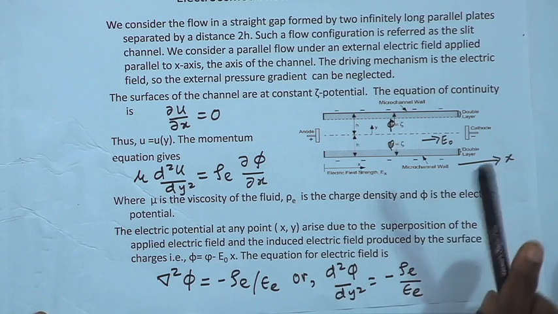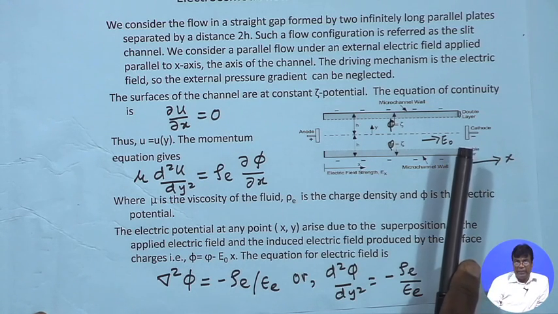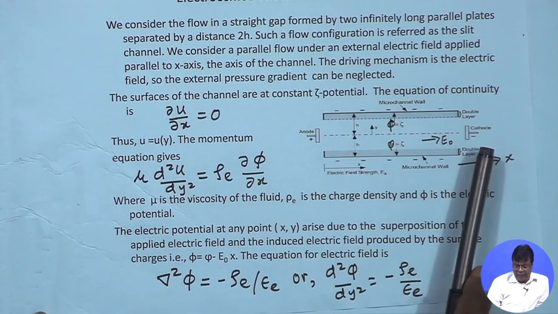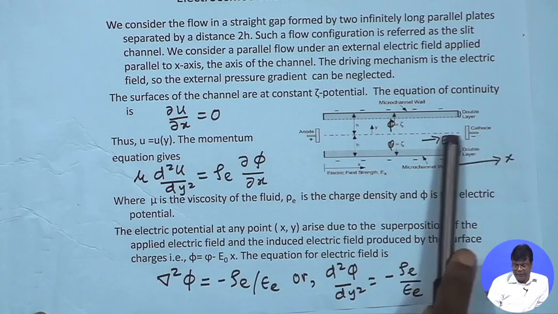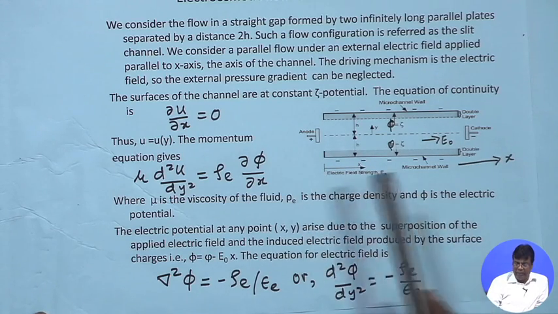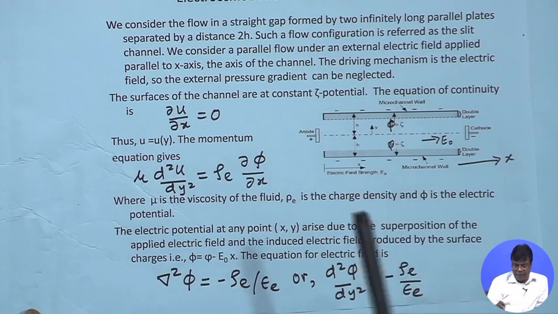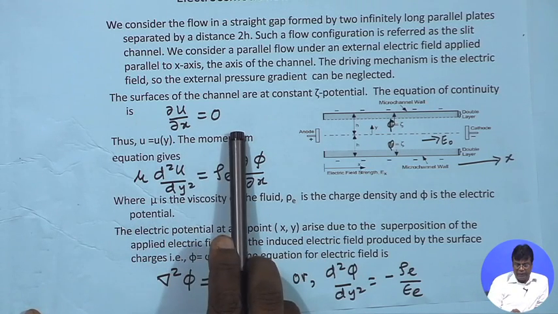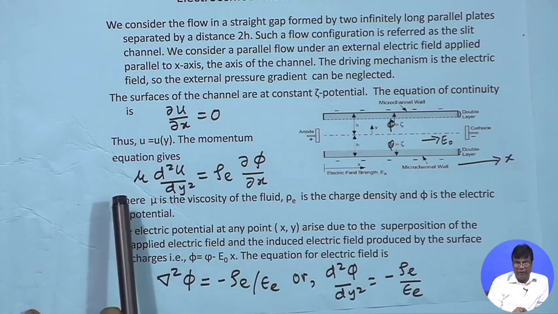Now, the situation we are considering is a fully developed situation. That means the gradient along the x direction can be treated as negligible, which is the condition for the fully developed situation. Now, you see the continuity equation: del u del x equal to 0. So, this implies that u is a function of y only.